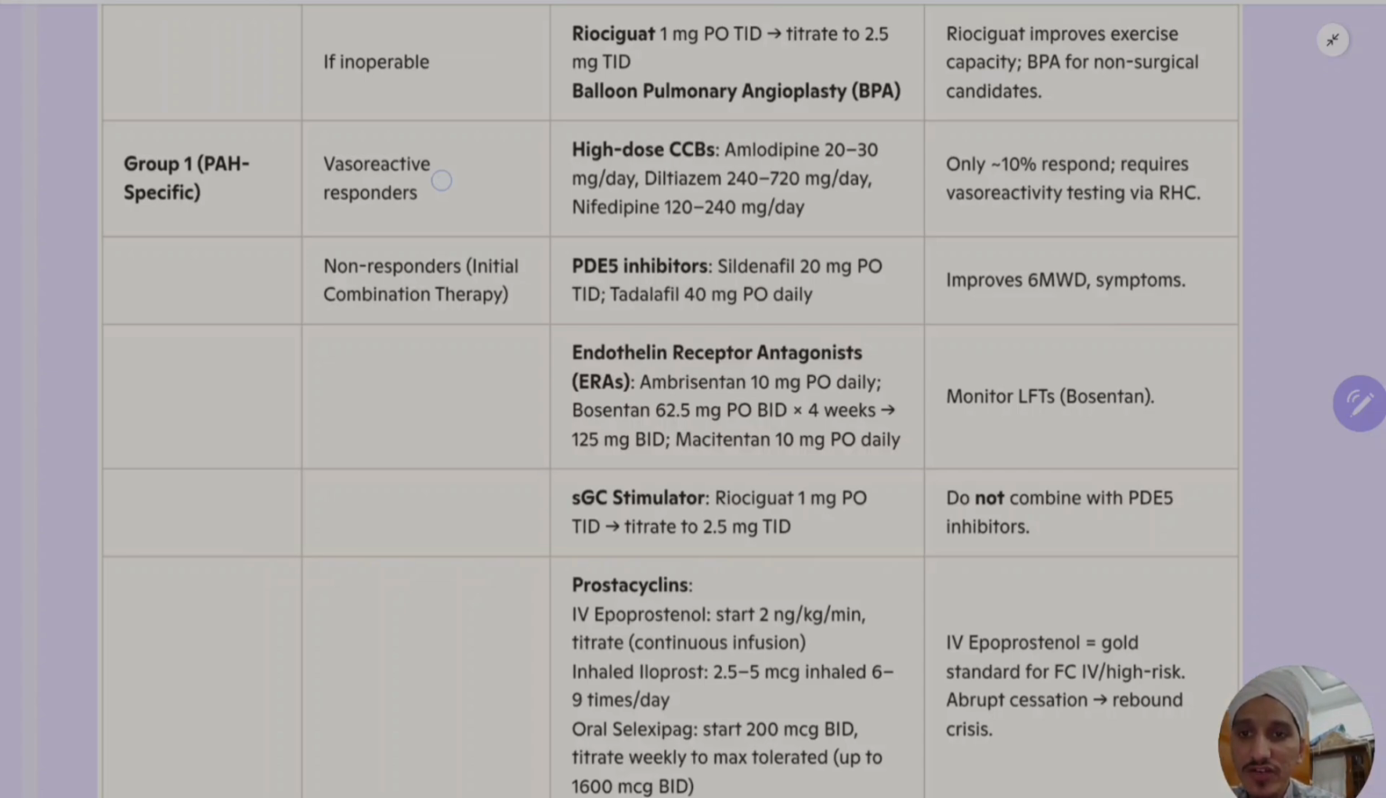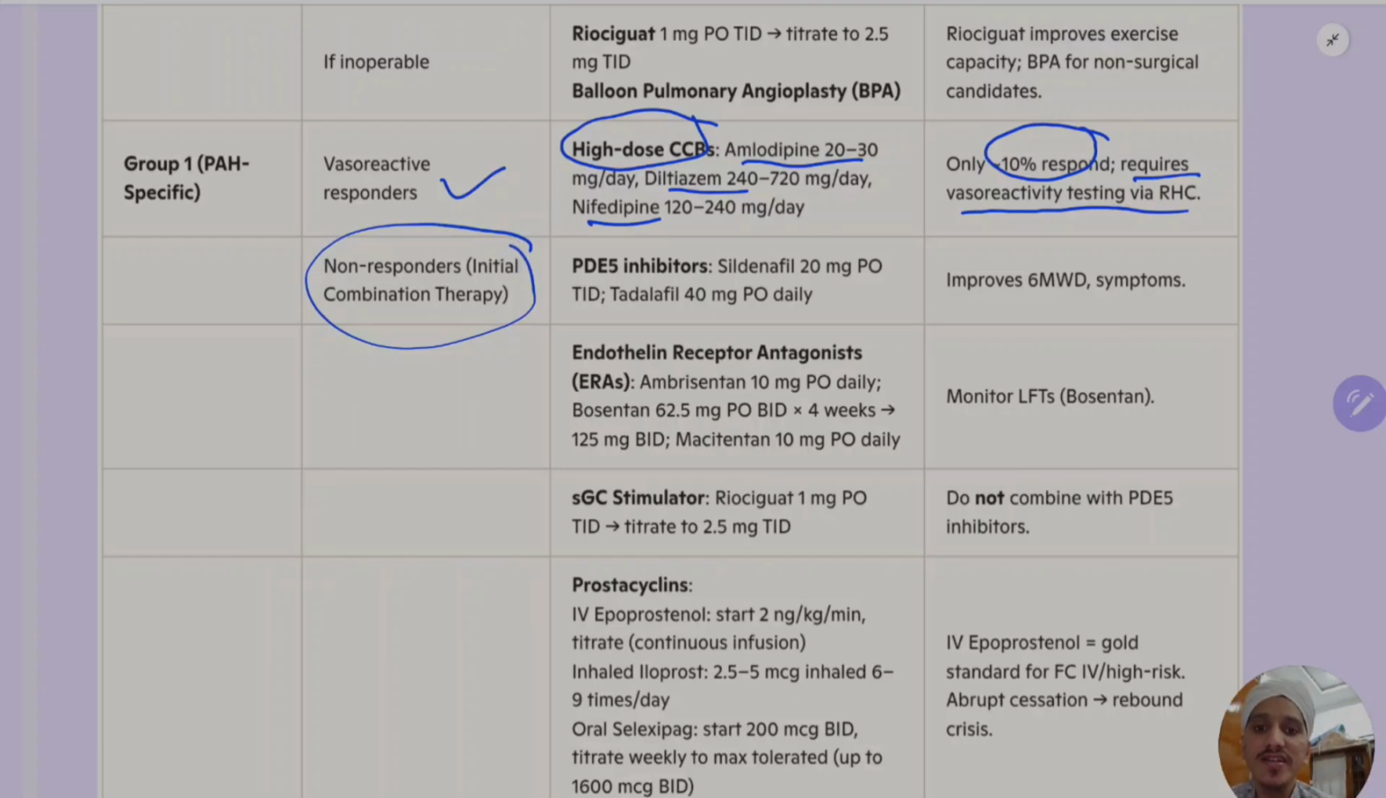So vasoreactive responders. The baseline is diuretics with restriction of sodium, oxygen, and anticoagulation. Then for vasoreactive responders, you give high dose CCBs, amlodipine 20 to 30 mg per day. Diltiazem you can give, nifedipine you can give. But remember, only 10% will respond, and this requires vasoreactivity testing via right heart catheterization. Non-responders, initial combination therapy.